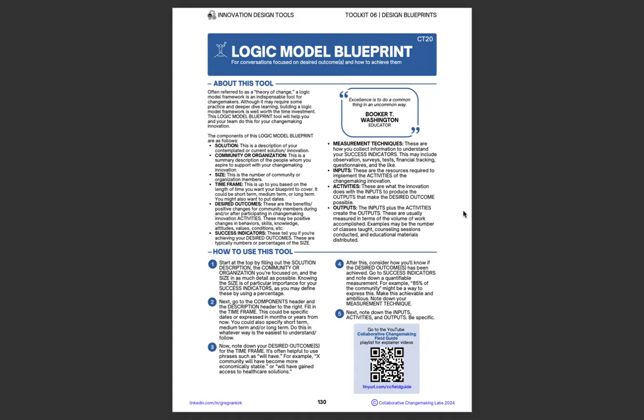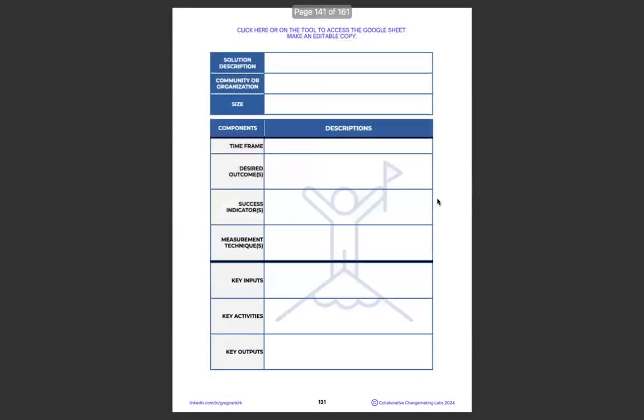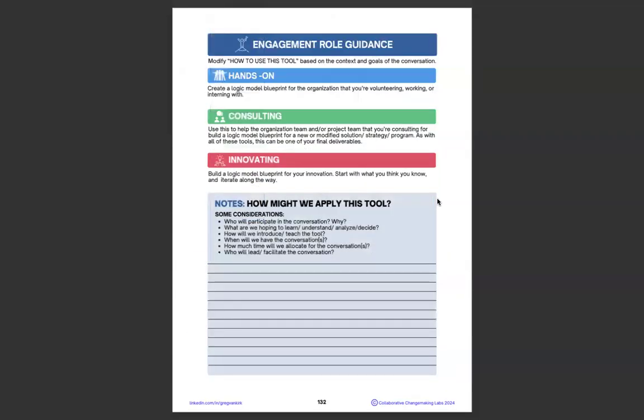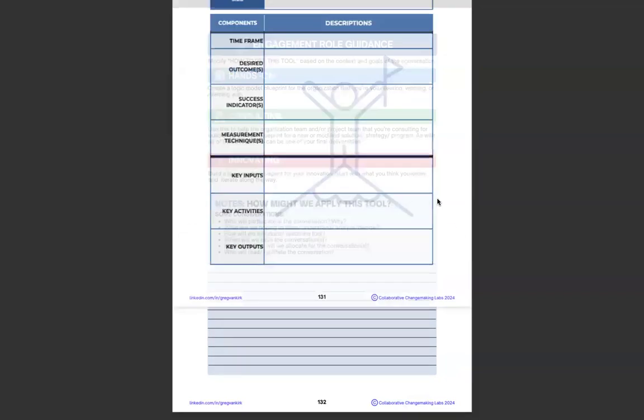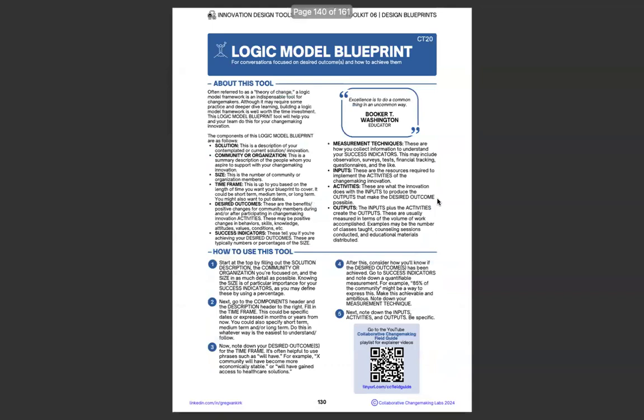So what I'll do is walk through the about this tool right here at the top, as you see here. Then we have how to use this tool. I'm going to walk you through the tool itself, and then we'll go through just some ideas for hands-on consulting and innovating. Basically, depending upon your engagement role, I have some guidance here to help you put this tool into action, into practice. So this is, just to note, an innovation design tool, and you'll find this currently in Toolkit 6, Design Blueprints.